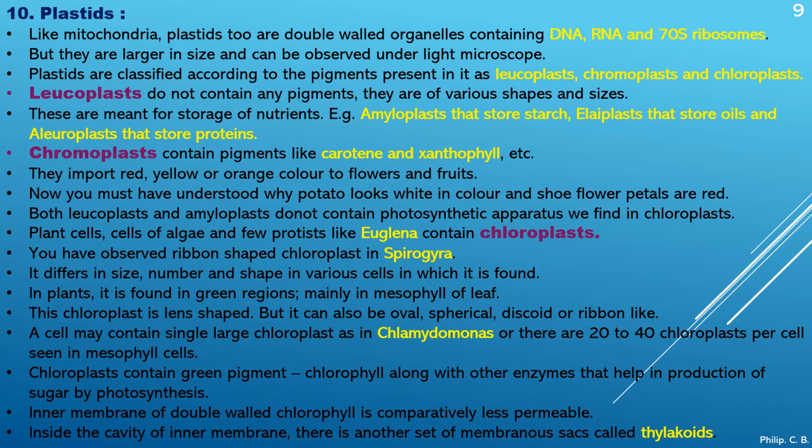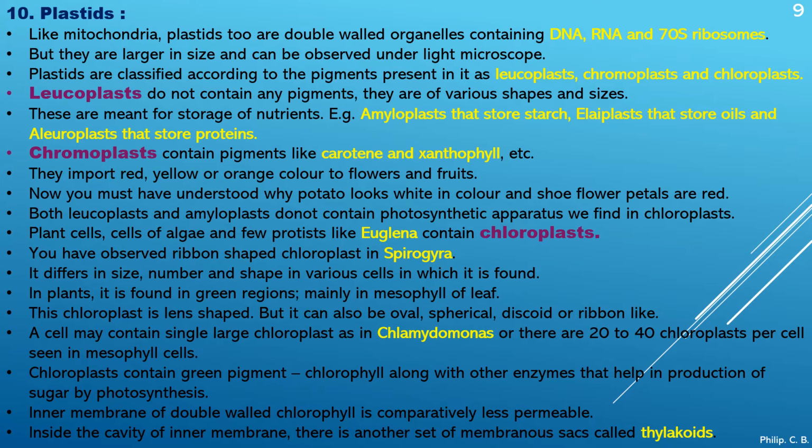Like mitochondria, plastids are double-walled organelles containing DNA, RNA and 70S ribosomes. So we can see the same components present in mitochondria also. Which ones? DNA, RNA and 70S ribosome, and also these are double walled. The only difference is that components like chlorophyll or chloroplast are present only in the plant cell. Further, they are larger in size and can be observed under a light microscope.